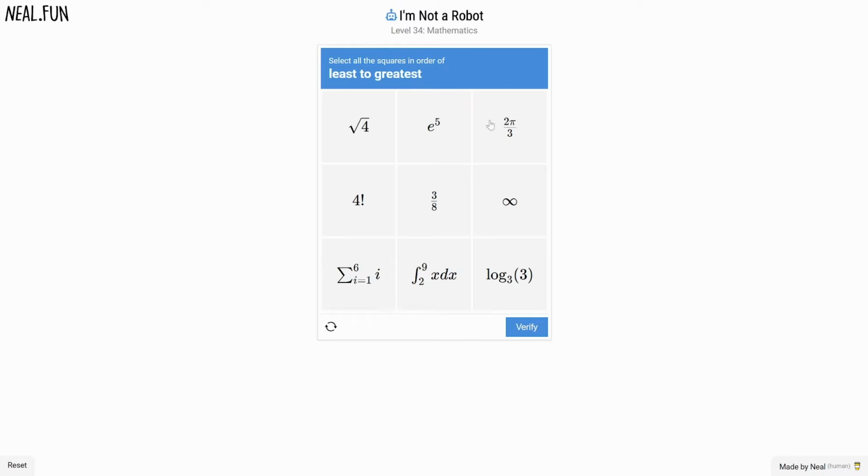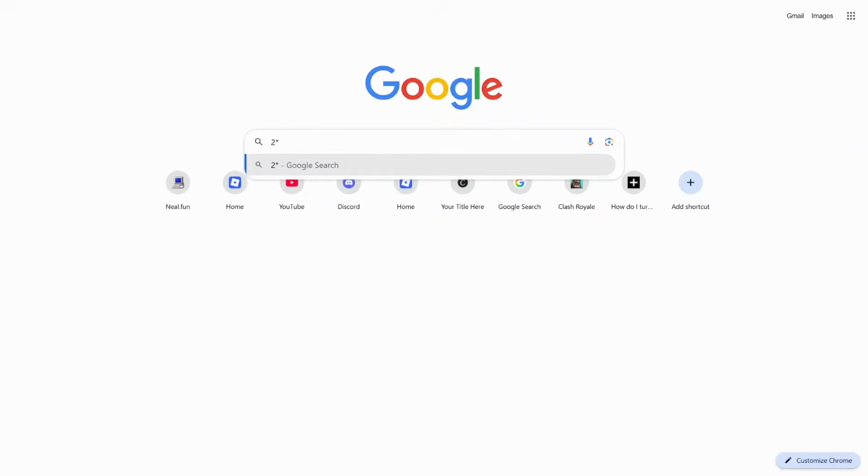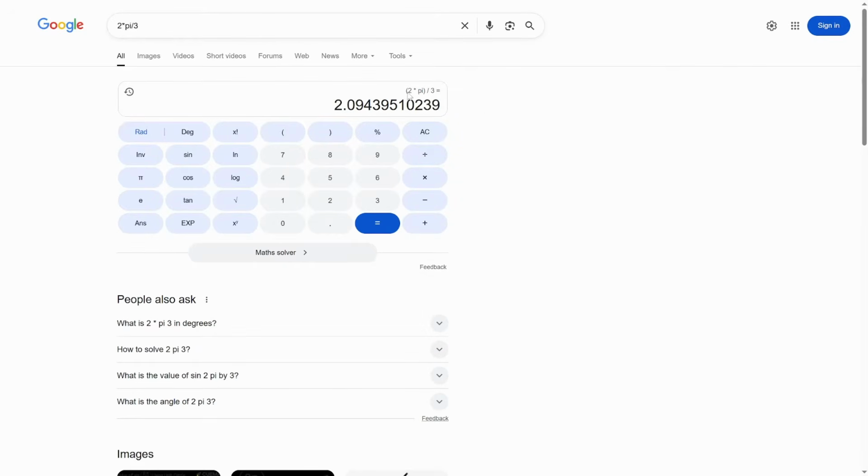And so then for the next one, it's 2 pi divided by 3. 2 times pi divided by 3. And here's the result. Make sure it did set the parentheses correctly here, like you can see right there.